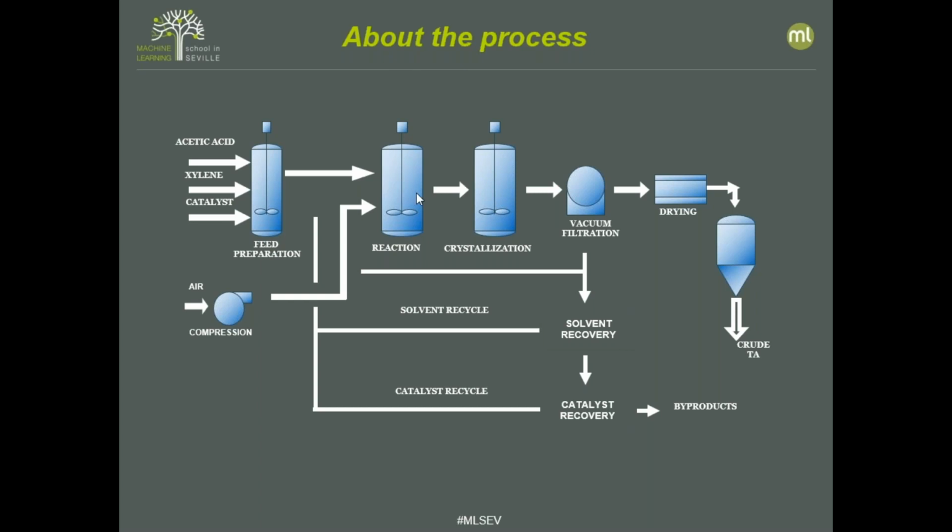Carboxylic acid is produced here and is crystallized in the following stage, filtrated under vacuum filtration, then dried and stored in a silo where quality is analyzed. This process integrates recycles internally that have their effect in the control of this quality as part of it.